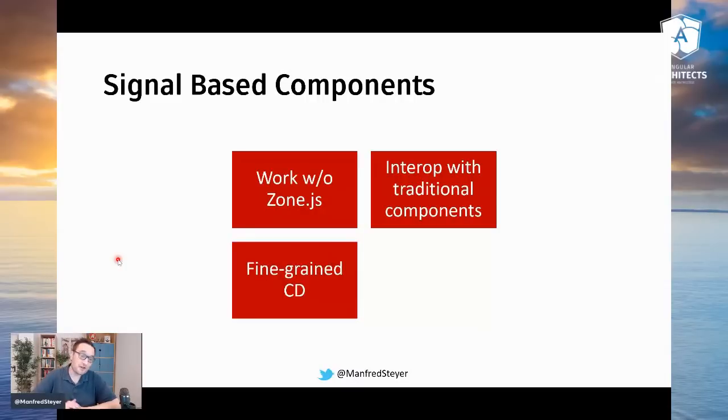This also gives us a more fine-grained change detection. Traditional components are always checked as a whole, and even in OnPush mode, all the parent components are checked for changes, because the traditional change detection always goes top-down. It follows the paths of the components, so all the parents need to be also marked for check, as it's called. However, this is not the case with signal components anymore.